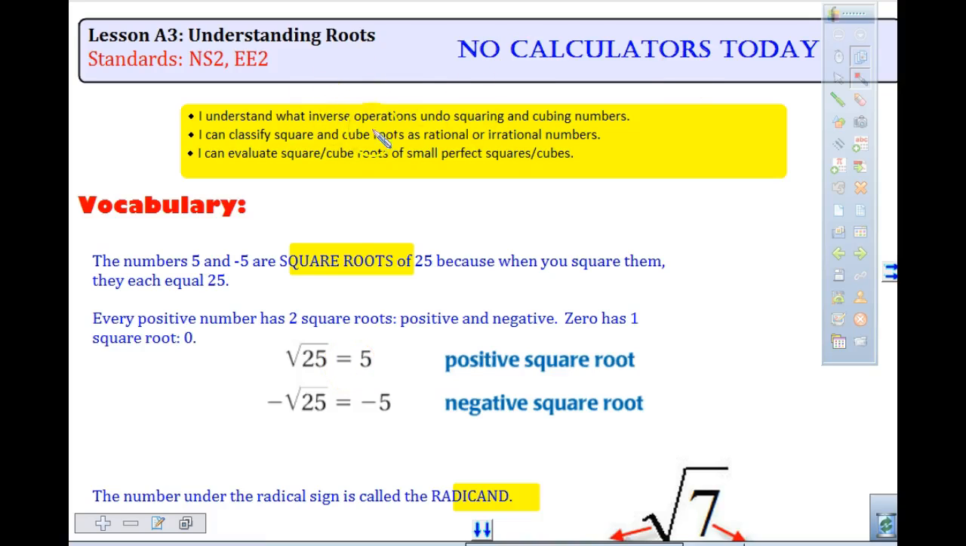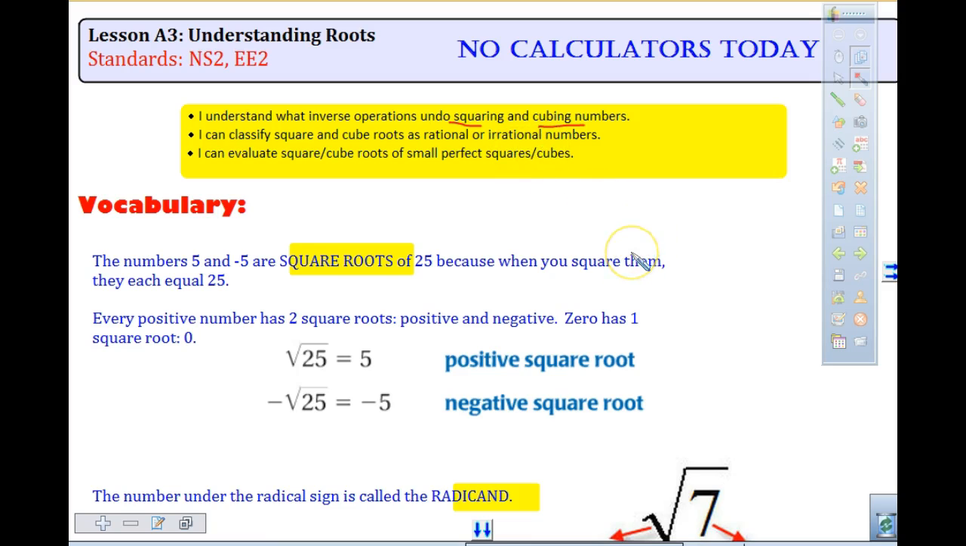We're going to still be talking about our inverse operations of squaring a number and finding the square root. Those undo each other. And finding cubes of numbers and their inverse operation, the cube root, they undo each other. We're still going to be classifying our numbers today. We're going to start classifying them as rational and irrational.